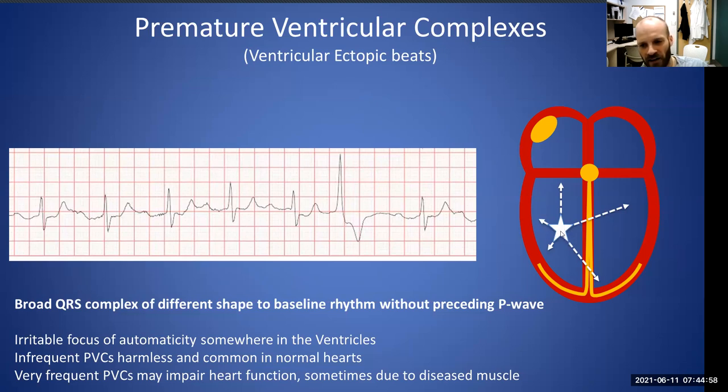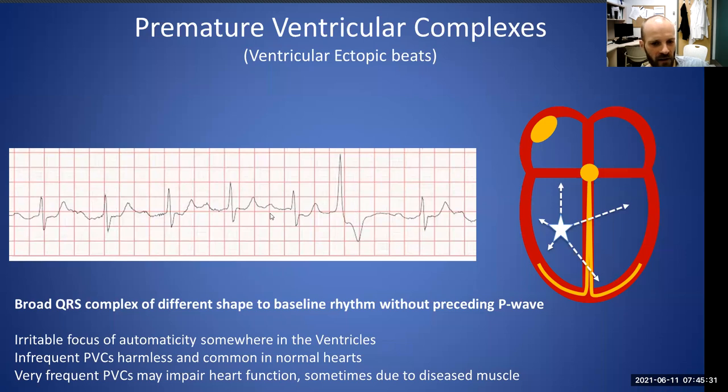Because it's activating from down here, rather than going through the His-Purkinje system, the axis of this beat is going to be completely off. So if the wave of depolarization normally is going in this sort of direction here, if we've got an ectopic beat starting here, the average wave of depolarization is going to be out to the side somewhere. If you've got an ectopic beat that originates down from the apex, it's going to be activating in an opposite direction to the usual axis. So you're often going to get quite a different axis compared to usual, and this broad beat.